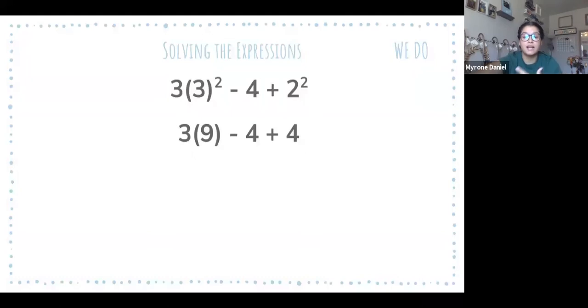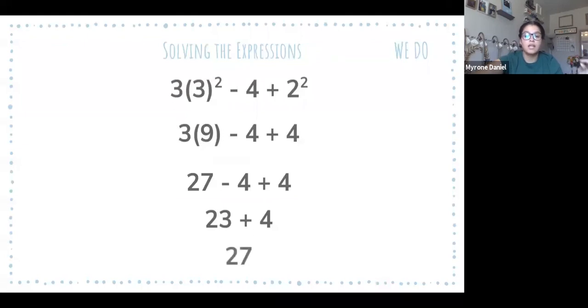Now that we've done our exponents, we need to look and see if we have multiplication or division. We do have multiplication and we only have 3 times 9, so we're going to do that first. And that's going to give us 27. And then we have our addition and subtraction, whichever comes first from left to right. We see that we have subtraction first, so we're going to do that first. That's going to give us 23, because 27 minus 4 is 23. And we're going to add 4 to that, so we're going to end up again with 27. So 27 is our answer.